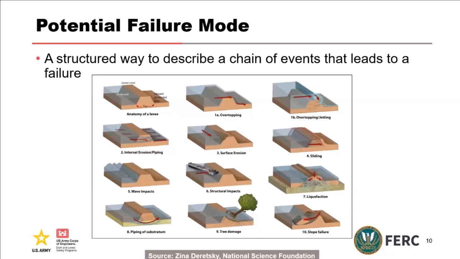Sliding, so the levee actually slides. Wave impacts, we start to damage the water side of the levee. Structural impacts, maybe not such a big deal for levees, but maybe a really big deal for flood walls. Liquefaction during an earthquake, or there could even be static liquefaction, depending on what kind of dam or levee you're dealing with, usually strikes more poorly compacted embankments. Piping of the substratum, we call this internal erosion through the foundation. You can see this is sort of a sandy layer right through here. Tree damage. This tree would fall, and this could encourage internal erosion. This is actually one of the failure modes that happened during Hurricane Katrina over on London Canal. Or slope instability.